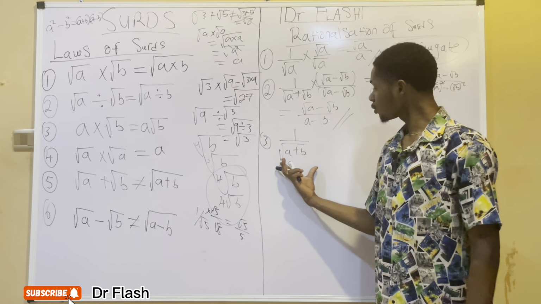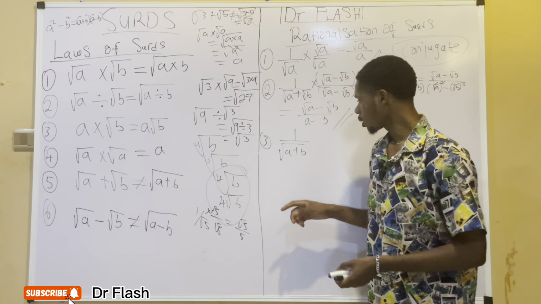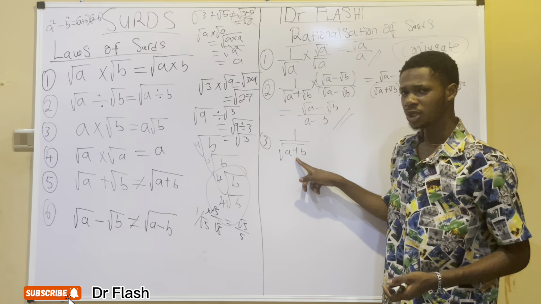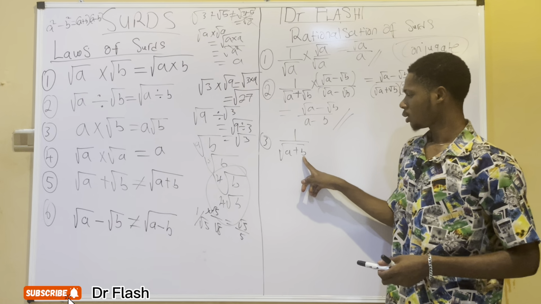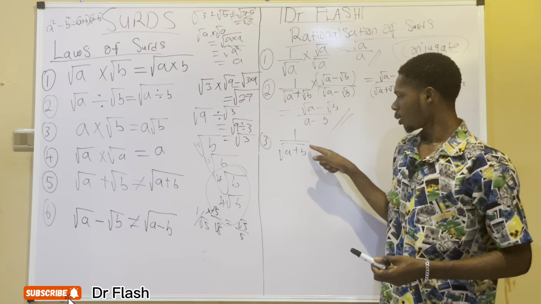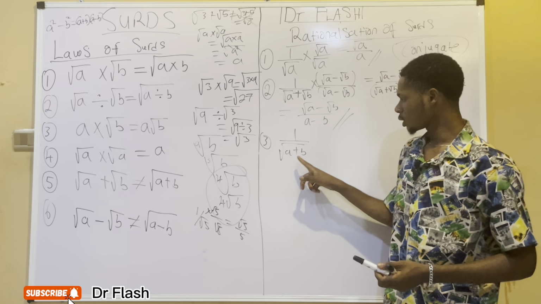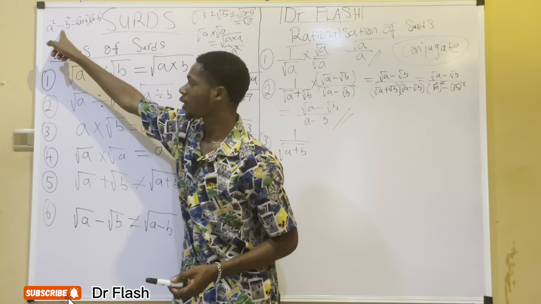How then are we going to eliminate these roots from the denominator? Now in this case, we don't have to multiply by the conjugates, because if I choose to multiply by the square root of a minus b, it will be impossible to remove it, simply because a plus b times a minus b will lead me down to a squared minus b squared.